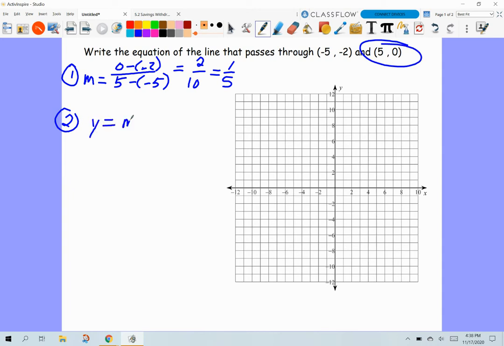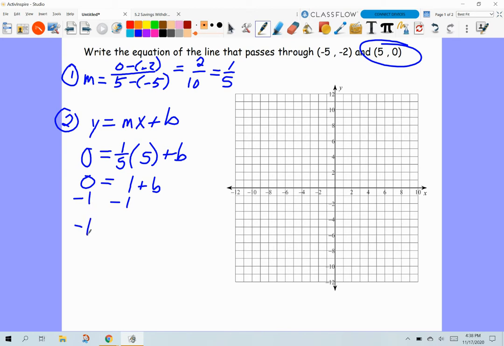X, y, and my slope for m are going to get plugged into this generic slope-intercept formula. So the y value is 0. The m is 1/5. The x is 5. Plus b. 1/5 times 5 is 1. So again, we're trying to isolate the b, so we have to get rid of the 1 by subtracting. So my b is -1.